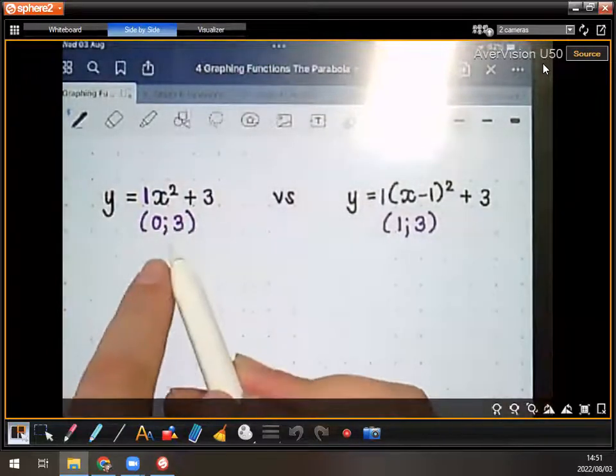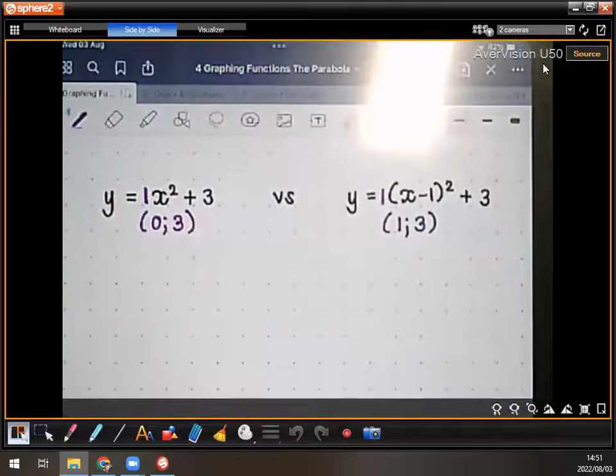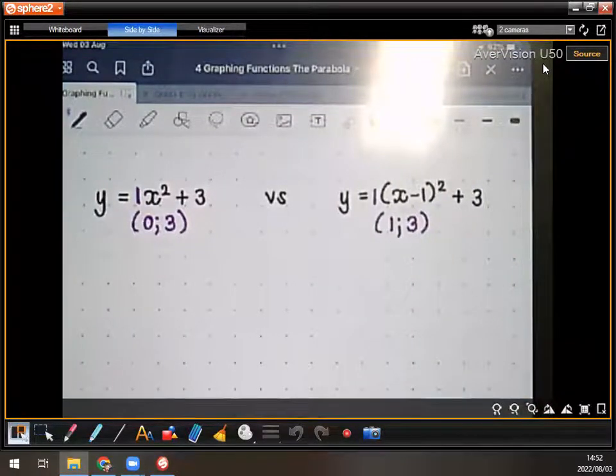So here, in what direction must you move to go from 0 to 1? You're moving to the right. Okay, even though there's an x minus 1. Correct.